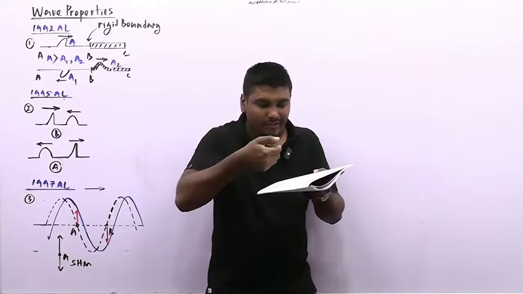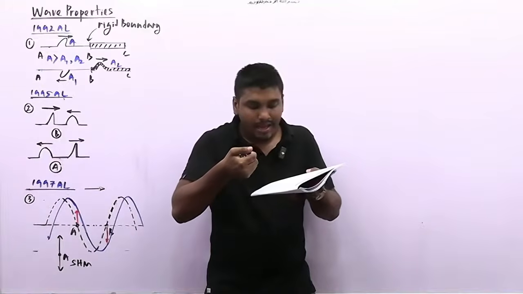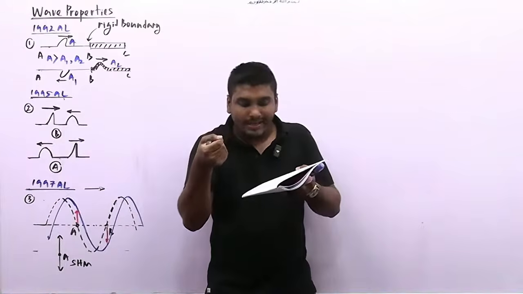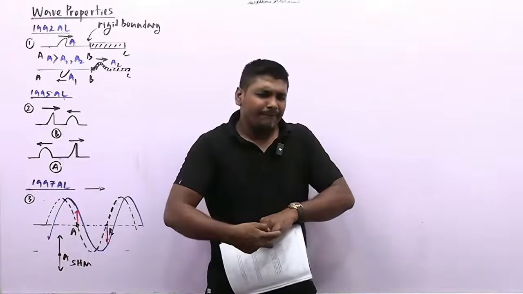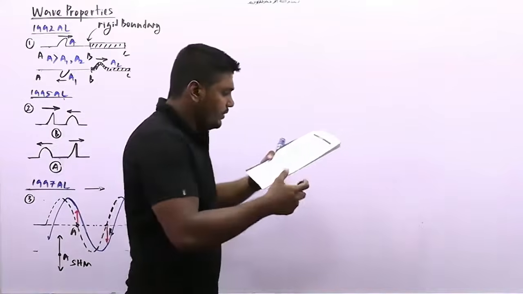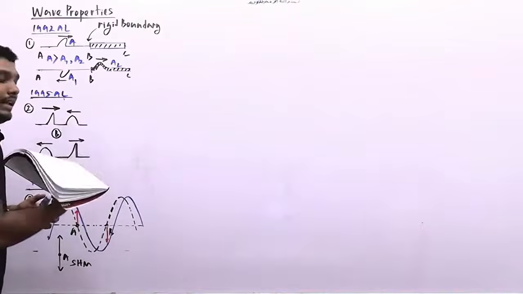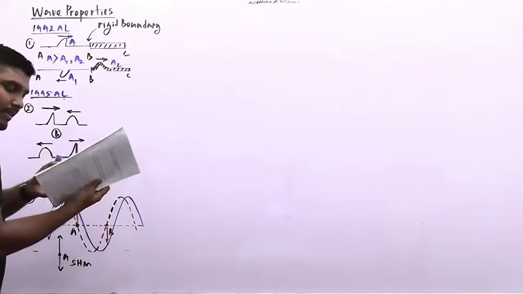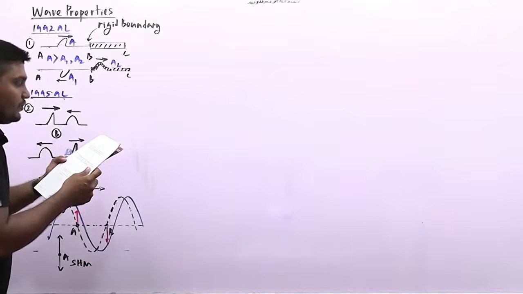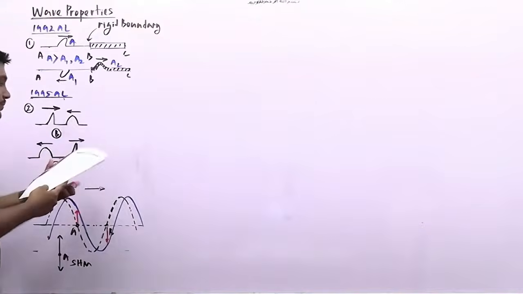Question number 4 is very simple. Which of the following waveforms has the highest frequency? Very clearly, look, they have given the diagrams. The year isn't mentioned, but most probably it is a 1990 A-level MCQ.